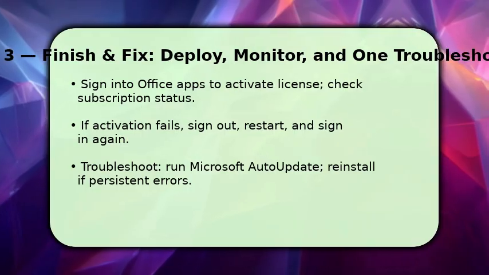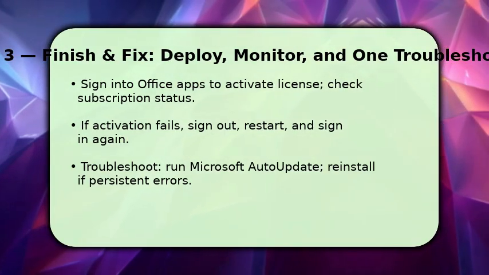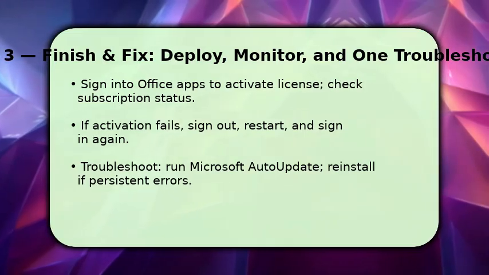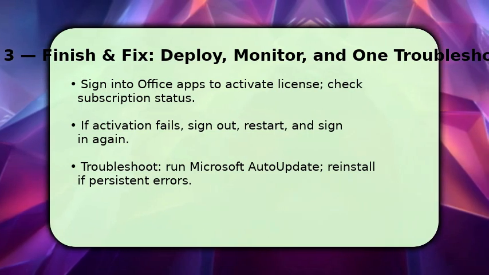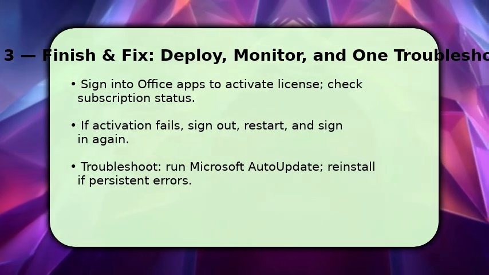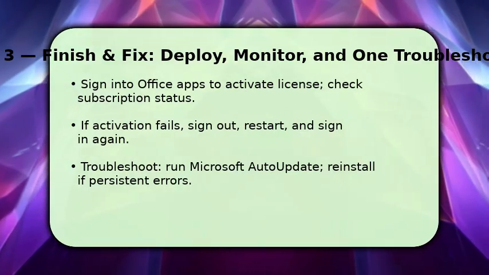If apps crash or won't update, run Microsoft Auto Update from Help, then reinstall Office if needed. Key troubleshooting tip: if problems persist, remove Office credentials from Keychain Access and re-enter them. That often resolves lingering activation or sign-in errors.